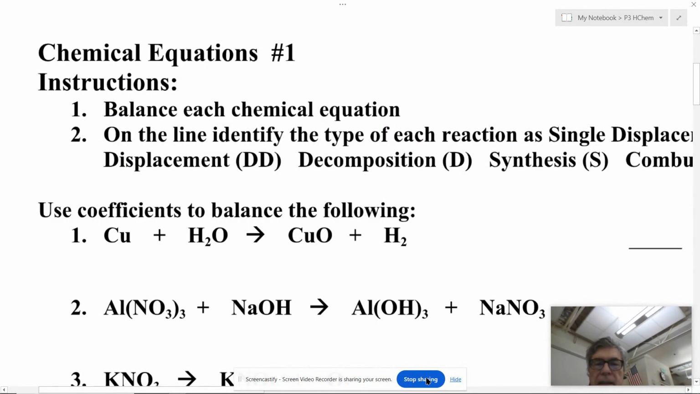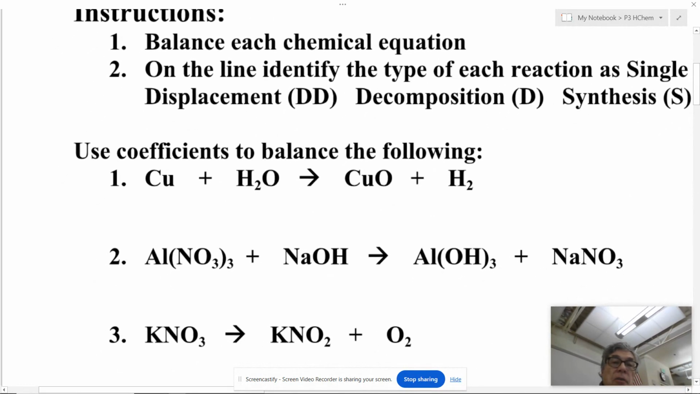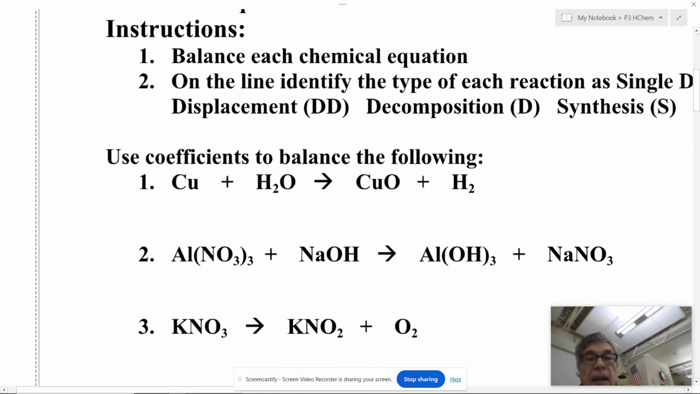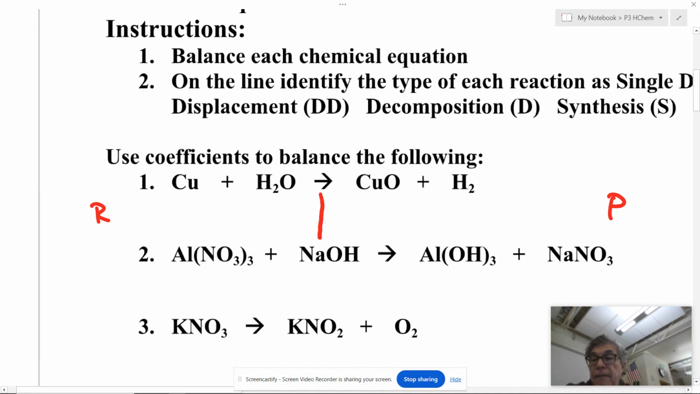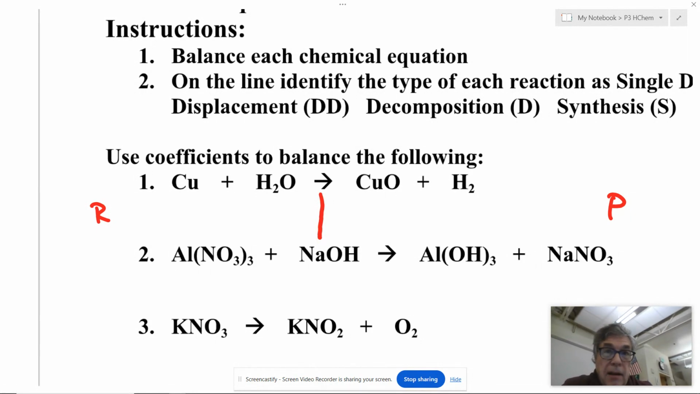Hey everybody, here is a worksheet for Unit 7, Balancing Chemical Equations. You should have this in your hand now. And I just want to remind you how this works. I'm going to split it up like this and remind you that we have reactants over here and we have products over here. And the mass of all the reactants has to equal the mass of all the products.